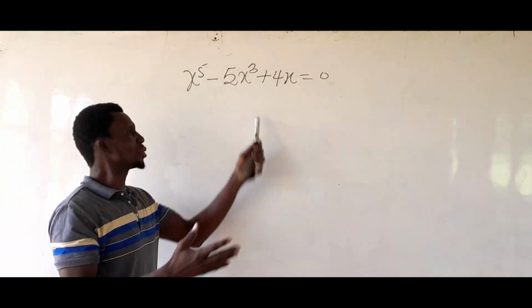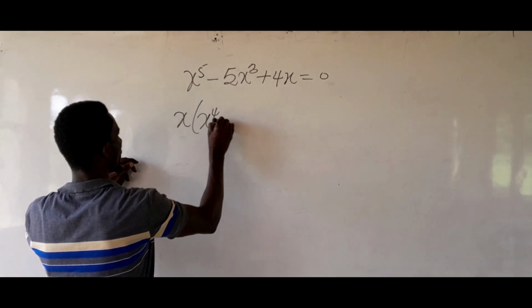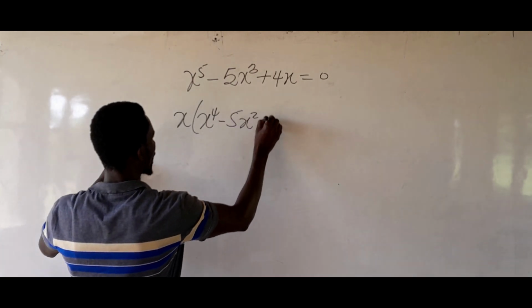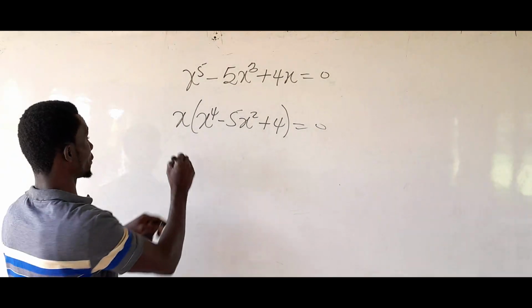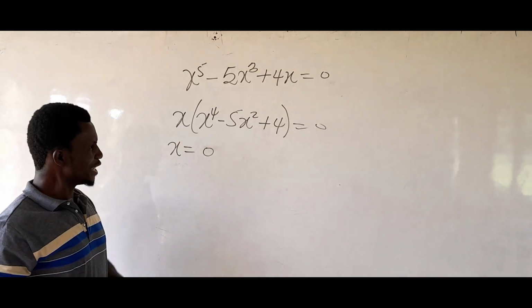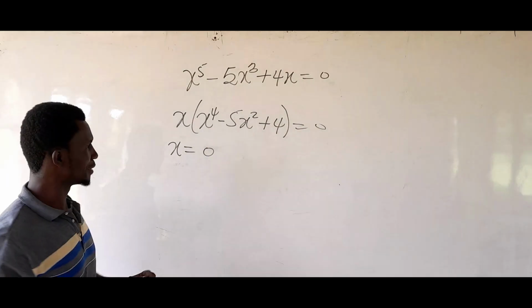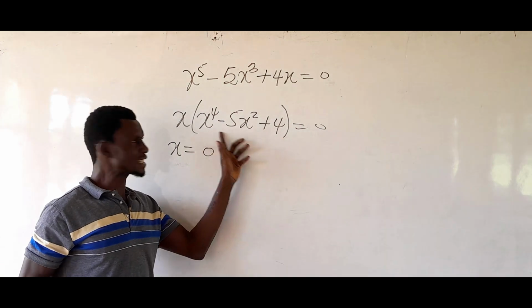Quickly, because it's math, you factorize x out. You have x to the power 4 minus 5x squared plus 4 is equal to 0. So your first answer is x is equal to 0. But if you're to be students, you should know this answer here, straightforward. This is quadratic, straight.